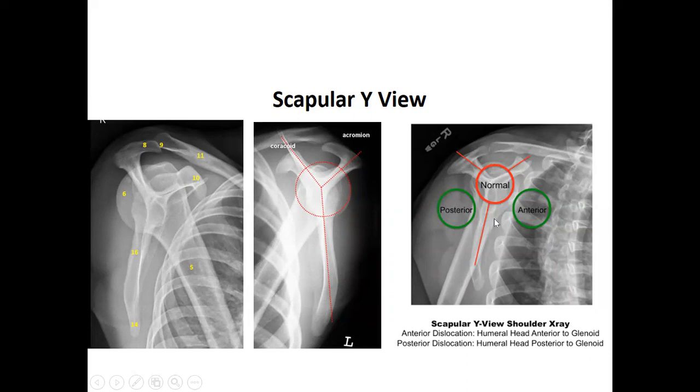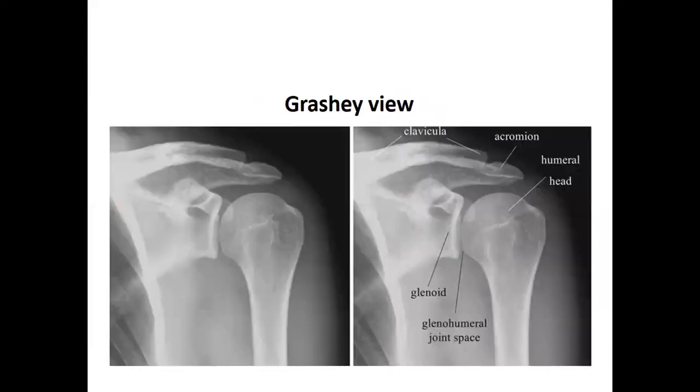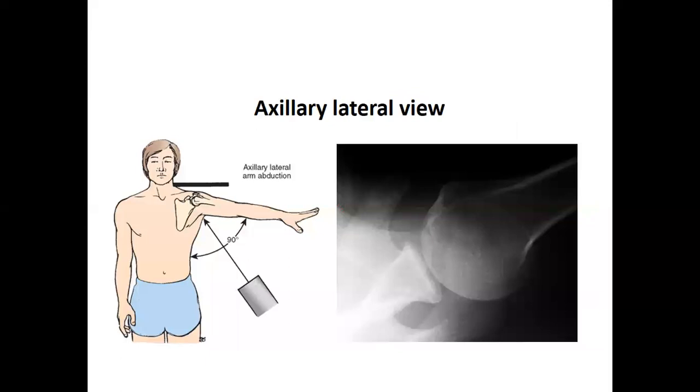Similarly, in the anterior view and the oblique view, if posterior dislocation is present, we can also check the vacant glenoid sign, or the light bulb sign.